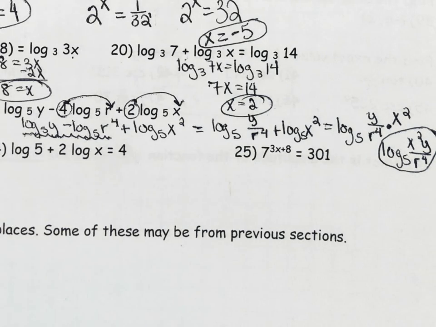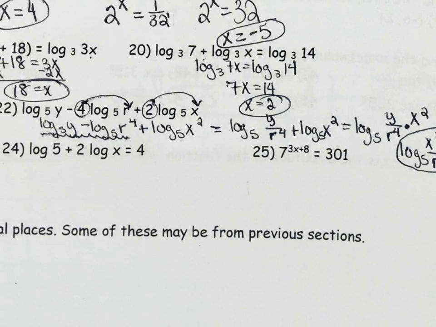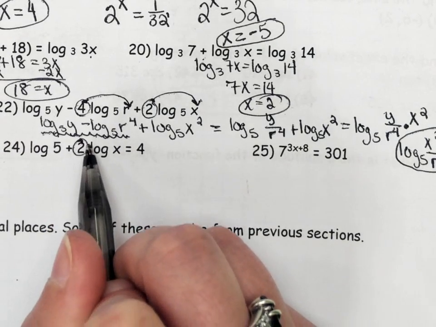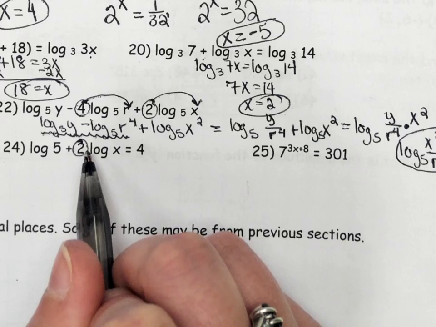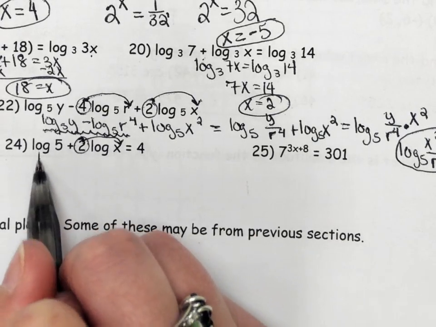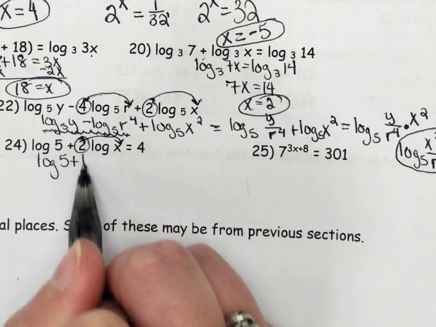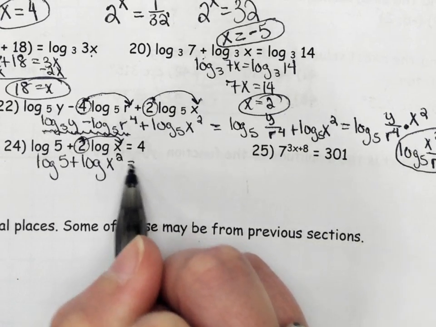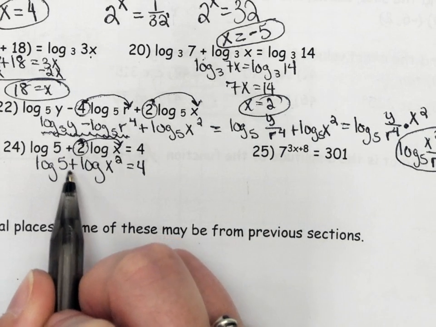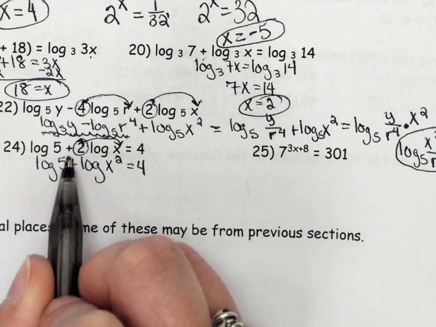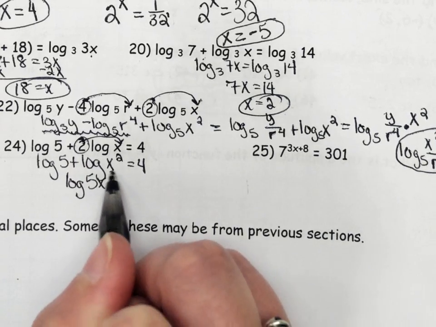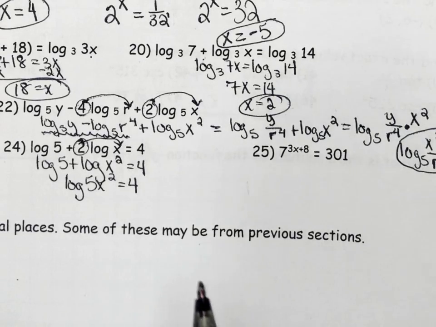All right, but let's look at 24. 24, what do I do with the number in front? Where does it go? Come on, we just did it. Where's the number in front go? As the exponent. Thank you. So log 5 plus log, and then that becomes x squared equals 4. All right, what do I do when I have addition? Multiply. So log 5x squared equals 4.